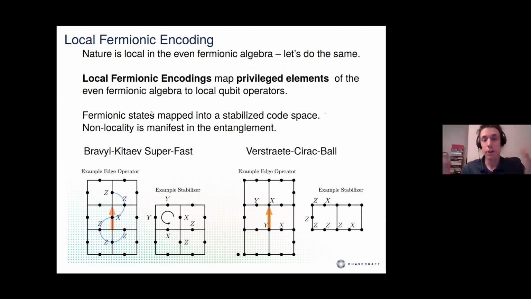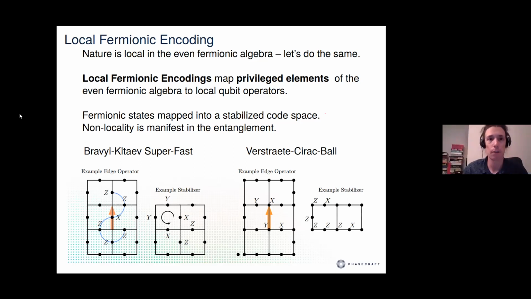Okay, nature is local in the even fermionic algebra, and we don't like these long strings of Z's. So let's try and do the same thing that nature does, right? Let's represent our fermionic interactions by choosing privileged elements of the even fermionic algebra and mapping them to local qubit operators. By local here, I mean they don't grow with the size of the system. In these kinds of situations, when you try and do this, you're going to be mapping fermionic states into a stabilized code space. In this sense, the non-locality of your system is manifest in the entanglement of this code space instead of in the operators.